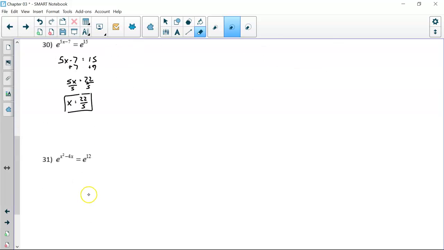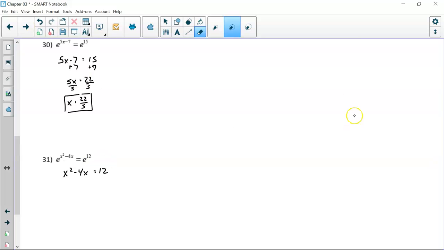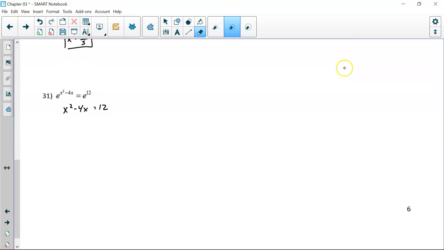And then our final problem, once again, using that one-to-one property, the bases are equal, so the exponents are equal. X squared minus 4x equals 12. Now, this is a more fun problem, because funner is not a word. It's a quadratic. So in order to solve this quadratic, we have to get it equal to 0. So we have x squared minus 4x, and we subtract 12 from both sides, so minus 12 equals 0.